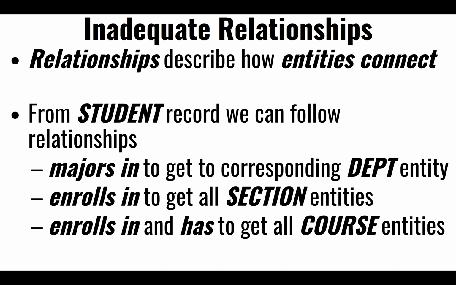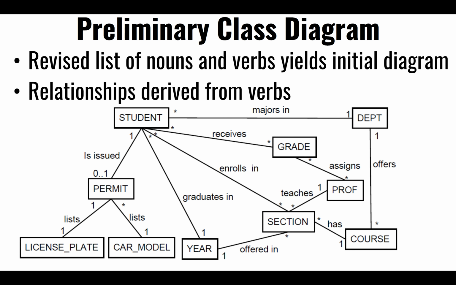So we'll look at the relationships that connect the various classes, right? So these relationships here, saying that a student is issued a permit, that a student graduates in a year, that a section is offered in a particular year, a course has many sections, a professor teaches a section. So we want to analyze these relationships, right? Those are driven by the verb phrases that we had identified, right?